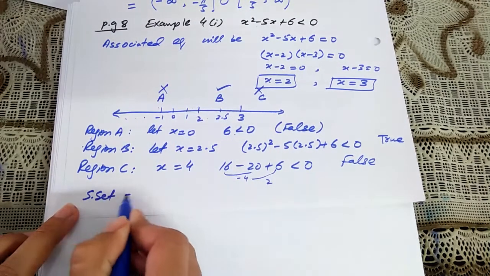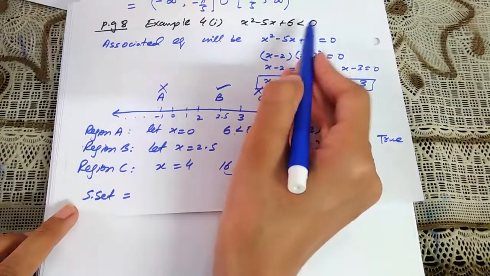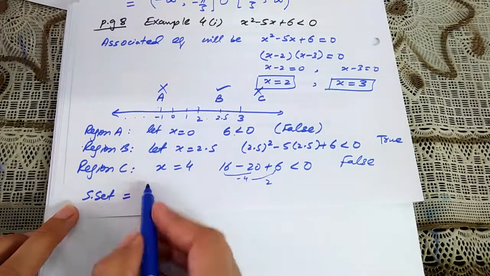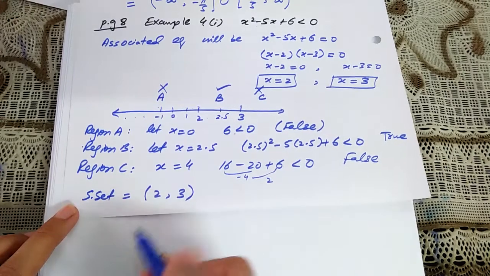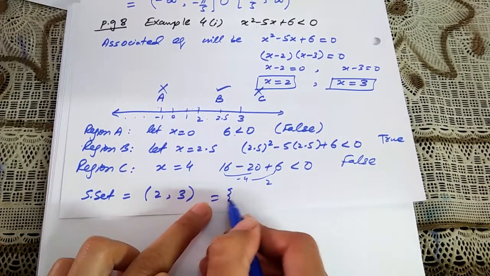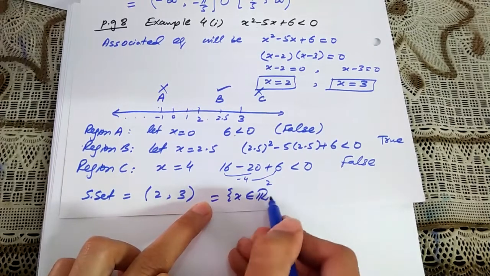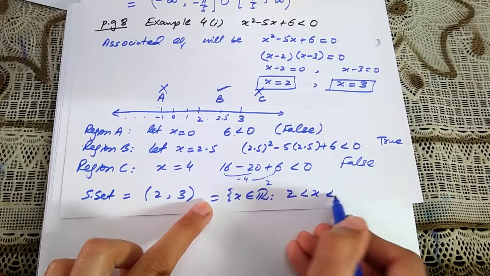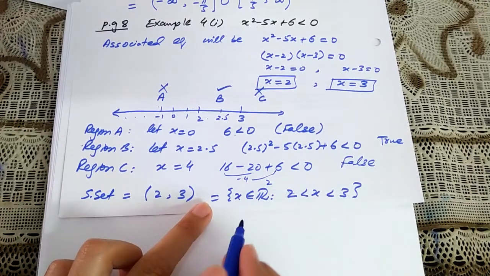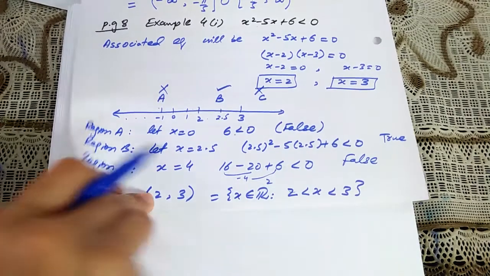So the solution set will be the open interval. Because you see here we don't have the equality sign, we will write it like open interval 2 to 3. Or you can also write it like x belongs to the set of real numbers such that 2 is less than x is less than 3. So this is our solution set. Now come to page number 9. On page number 9 we have example number 5.